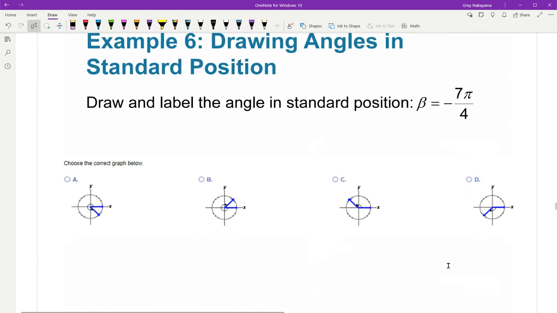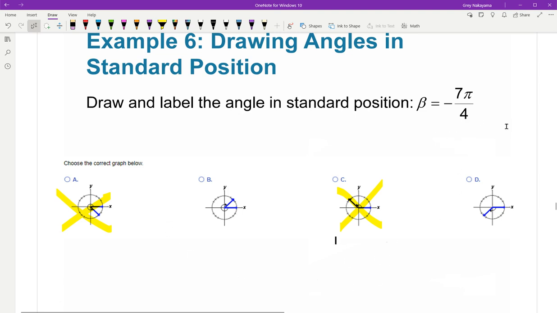All right, negative 7 pi over 4. I'm going negative. That means I'm going clockwise. So A is not negative. That's a positive angle because it's going counterclockwise. B is a negative angle. C is not a negative angle. And D is a negative angle. So I have to look and see which one is 7 pi over 4 between these two.